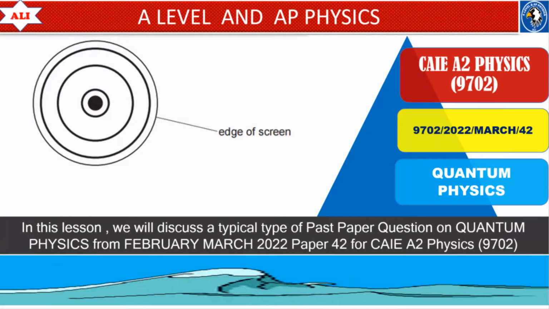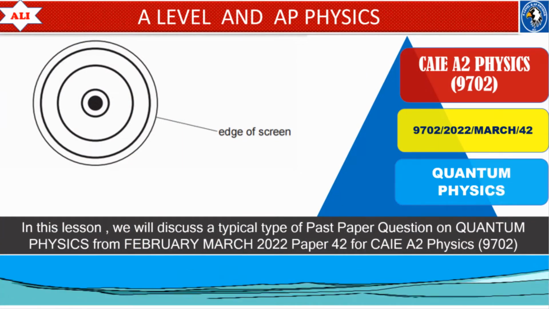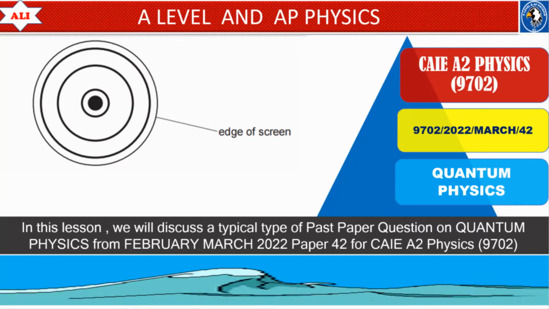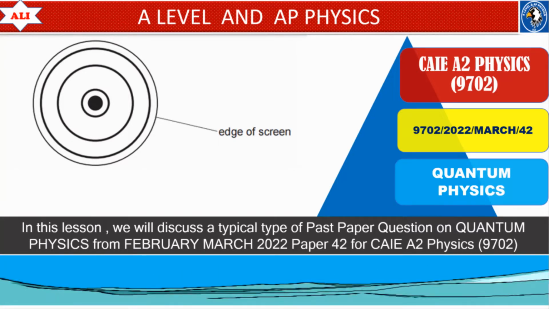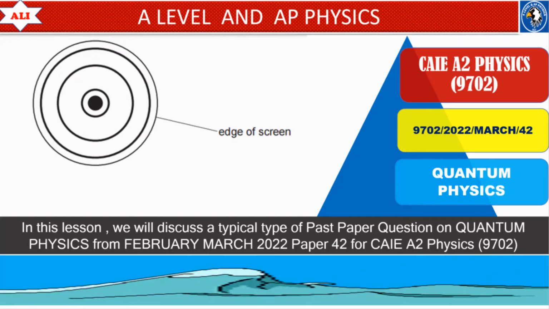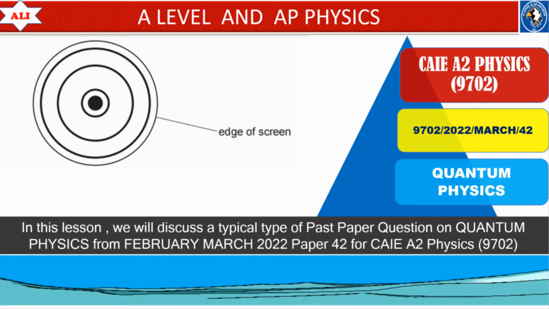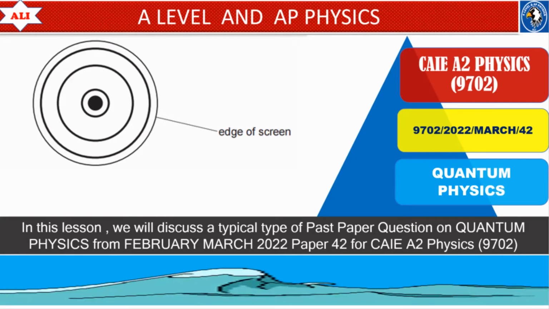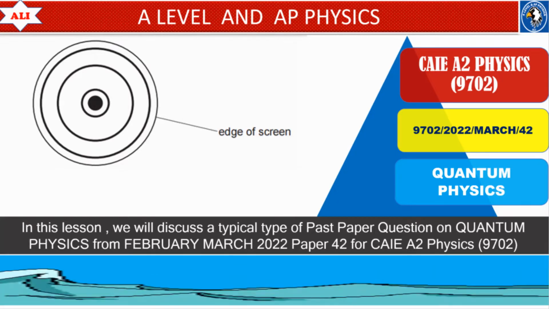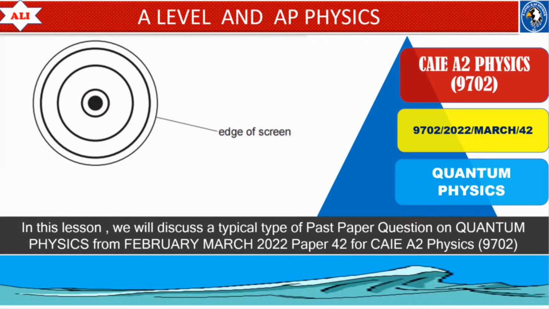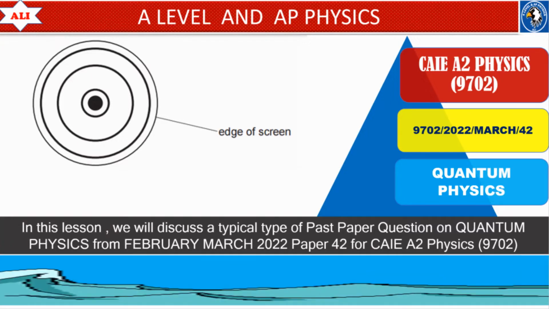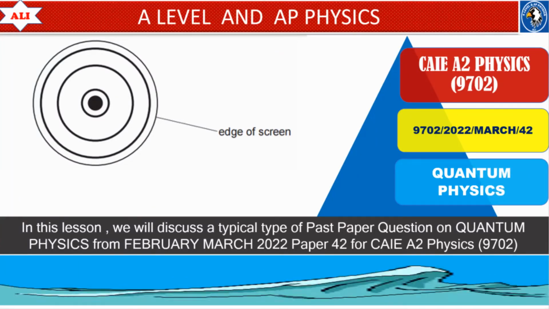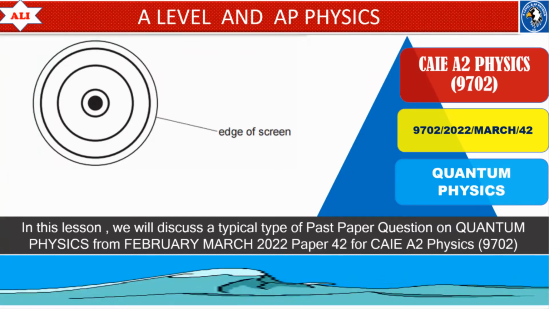In today's lesson, we will discuss one very important past paper question on quantum physics from March 2022, paper 4, variant 2. In this question, we will discuss de Broglie wavelength, electron diffraction, and the wave nature of electrons. We will discuss when an electron behaves as a wave and when an electron behaves as a particle. So these important concepts we will discuss today by solving past paper questions.